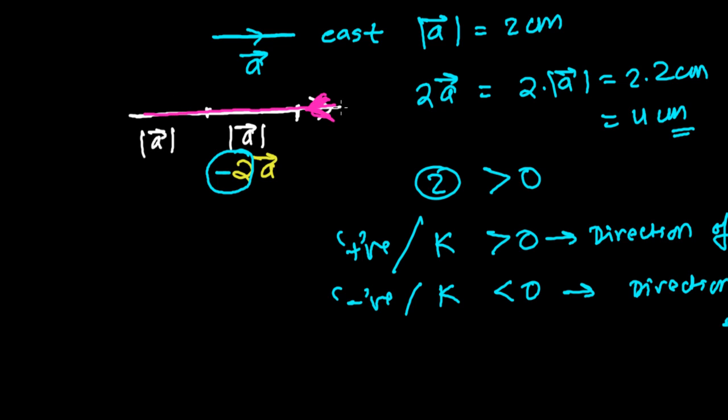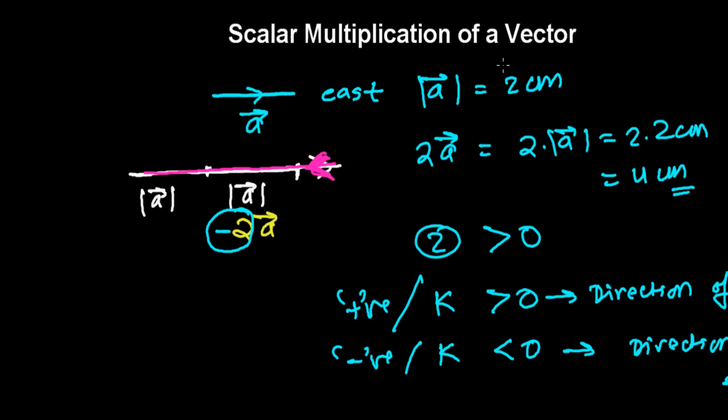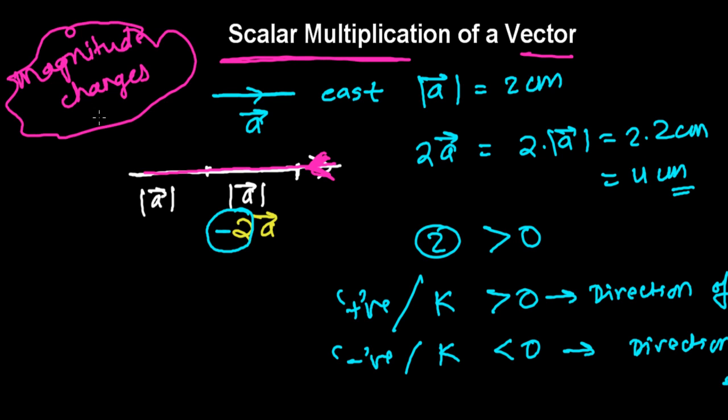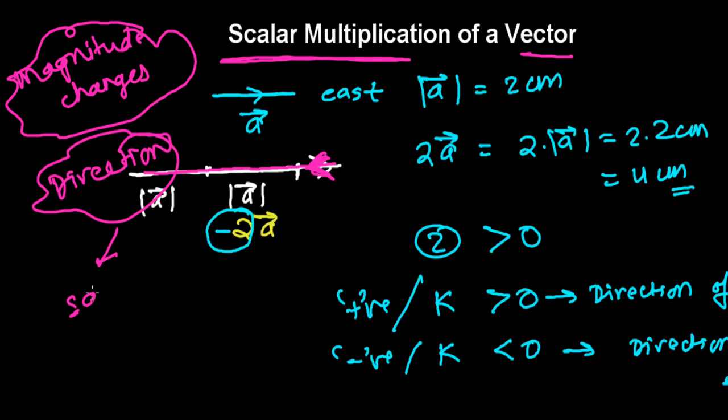So simply I want to say that whenever you multiply a vector quantity by a scalar quantity, the magnitude changes. Keep in mind, the magnitude changes, and the direction may remain the same or just get reversed from the original one, depending on whether the scalar quantity is positive or negative.